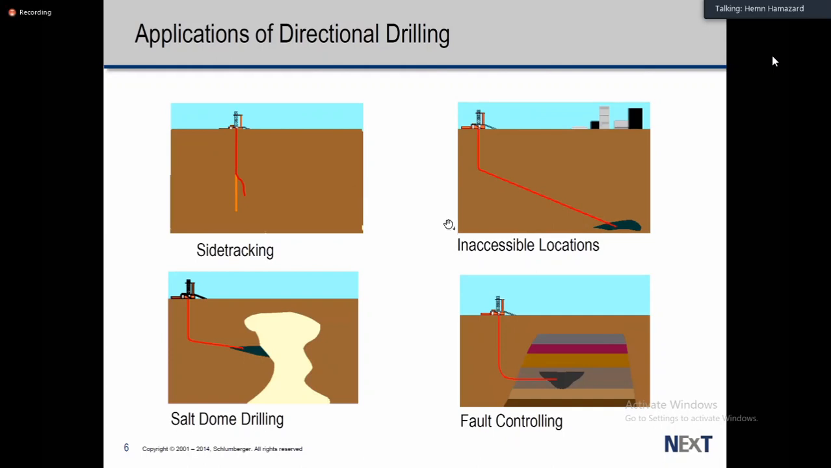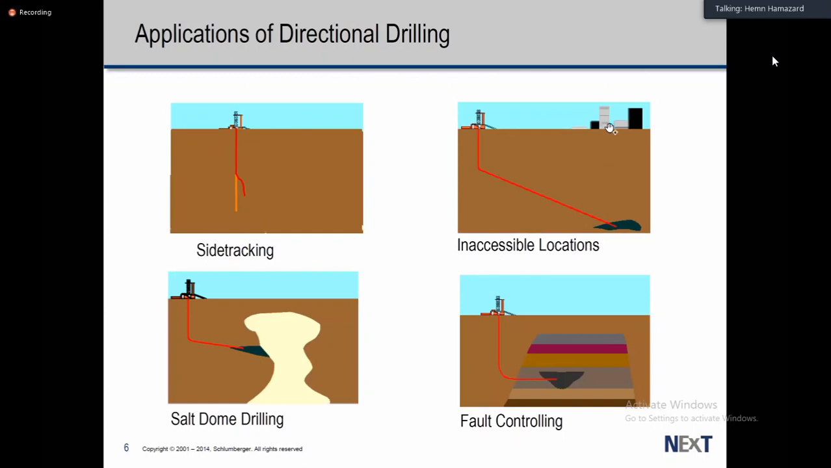But apart from that, you have some other applications of directional drilling. For example, side tracking. If you get stuck and you lose the BHA in the hole, of course, you don't give up, you don't abandon the well. You try to set the whipstock, we'll discuss later on, and then you just directionally kick off from the previous hole, and you will come back to your target again.